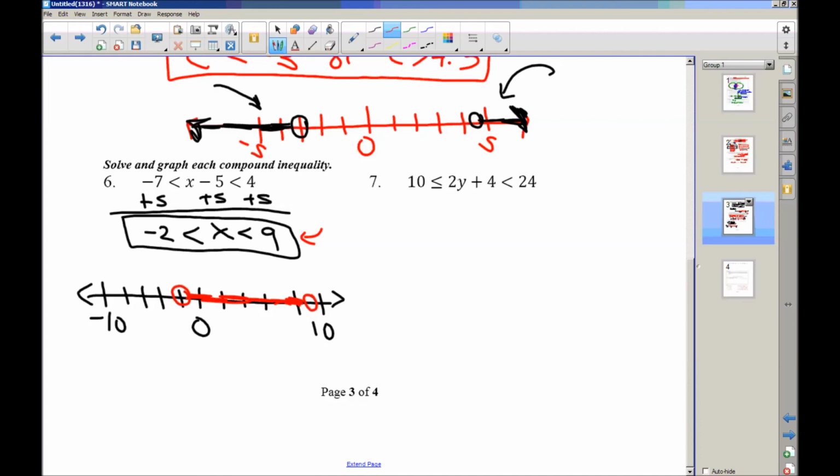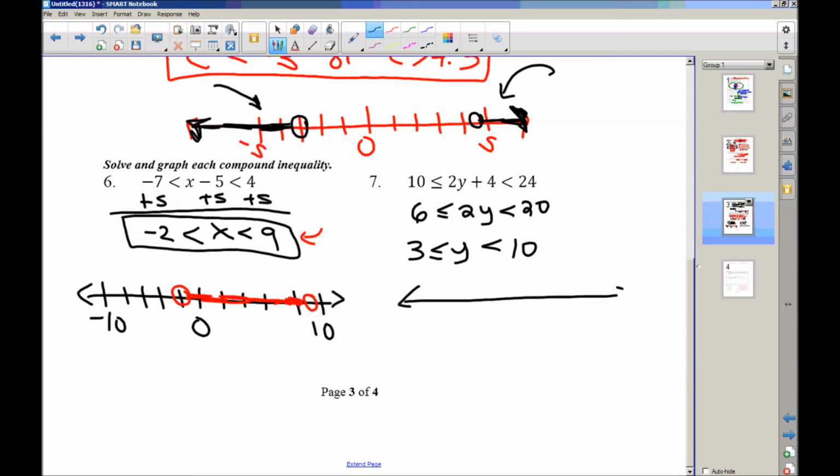Okay, all right. So these are both ands down here because they can be written as a compound inequality where there's no word in them. Here we have a 2-step compound inequality. So the first thing I'll do is subtract 4 from all the parts. We'll get 2y, and I'll subtract 4 from this side, and I'll get 20. And then we'll divide everything by 2, and I'm going to get 3 less than or equal to y less than 10.